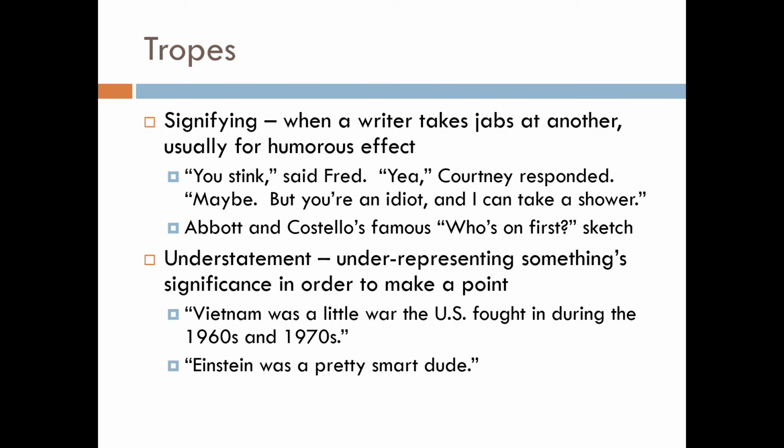Understatement. Understatement is underrepresenting something significant in order to make a point. For example, if I said Vietnam was a little war the U.S. fought during the 1960s and 70s, I would be making an understatement, because the Vietnam War was a huge, massive war, changed our culture forever. Or if I said Einstein was a pretty smart dude. Einstein was not pretty smart. Einstein was an absolute genius, right? So these are examples of understatement.